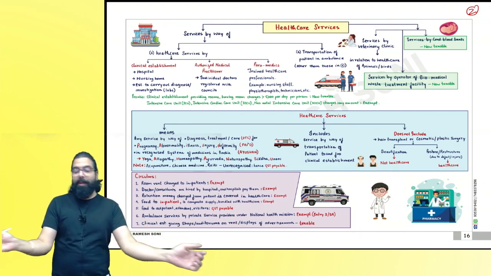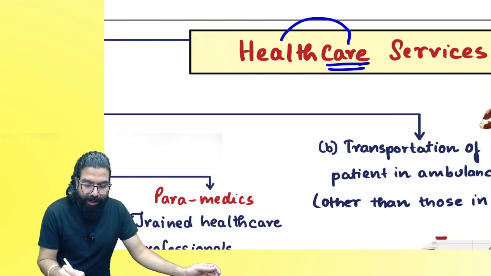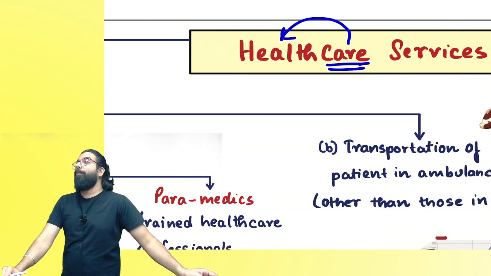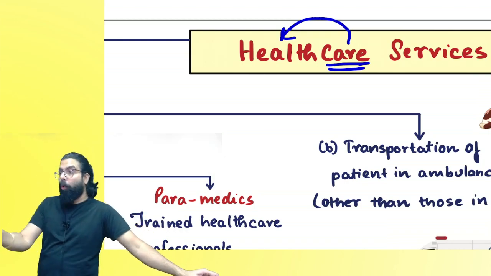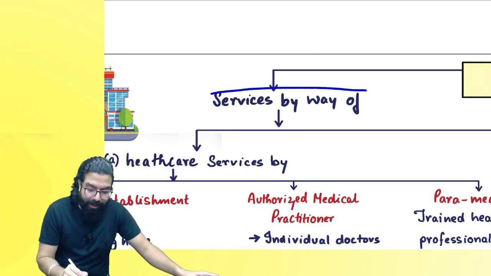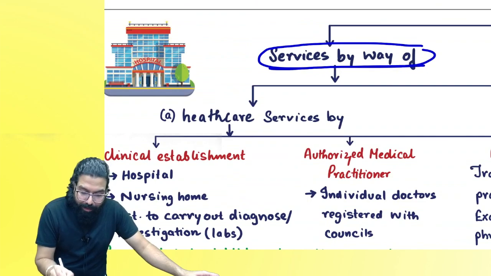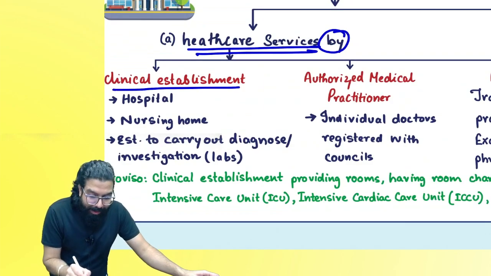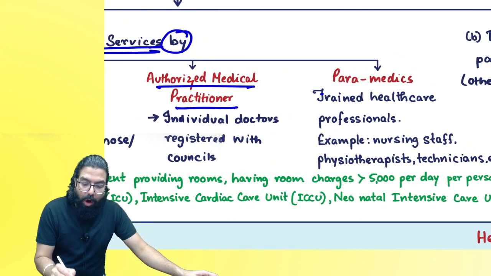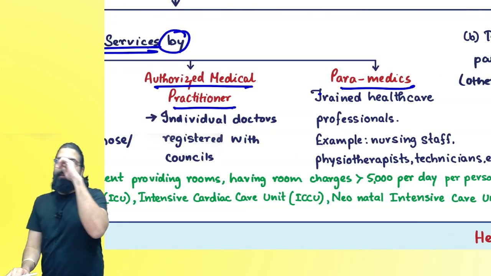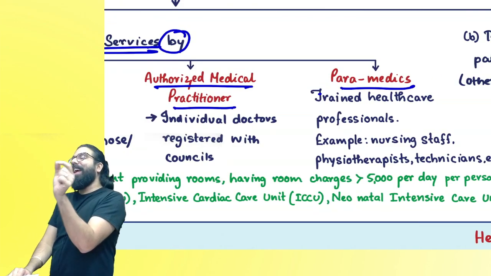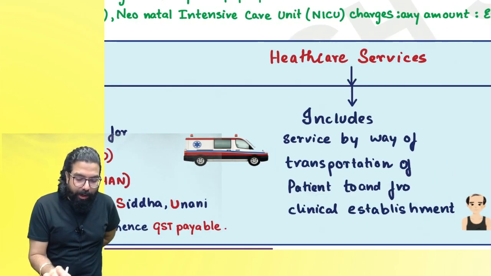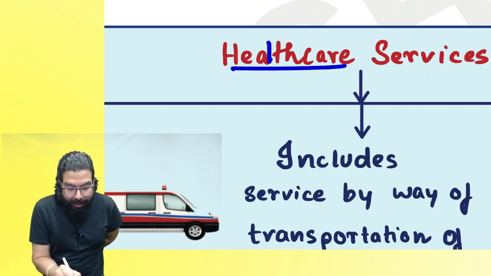Healthcare services means if any care of the health is done, those services provided should be exempted. Now, everyone, will anybody doing healthcare service be exempted? No, no, no. They said healthcare services by way of, if anyone is giving services by way of healthcare service, by whom? It must be given by a clinical establishment, authorized medical practitioner, or paramedics; only then it is exempt. Everyone, listen. Anyone giving healthcare service. Now, what is healthcare? They have told it is not healthcare, it is healthcare. Healthcare services.